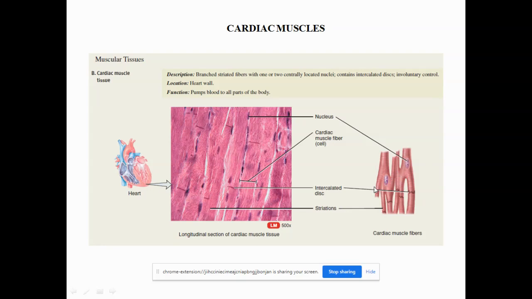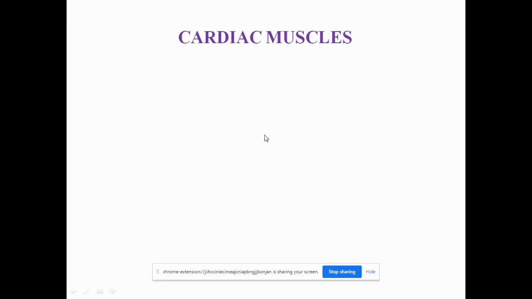The function of the cardiac muscle is to pump blood to all parts of the body. They also contain intercalated discs. You can see the widely spaced intercalated discs, and the nuclei are fewer than in the skeletal muscles.